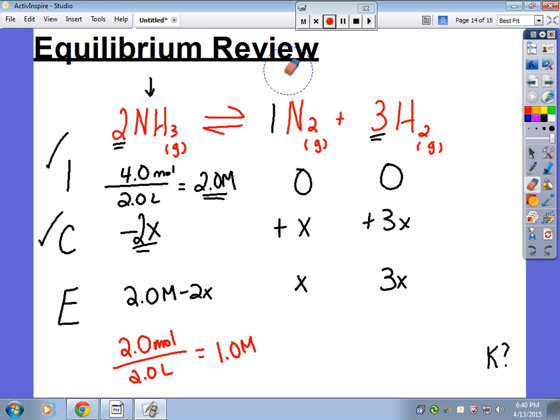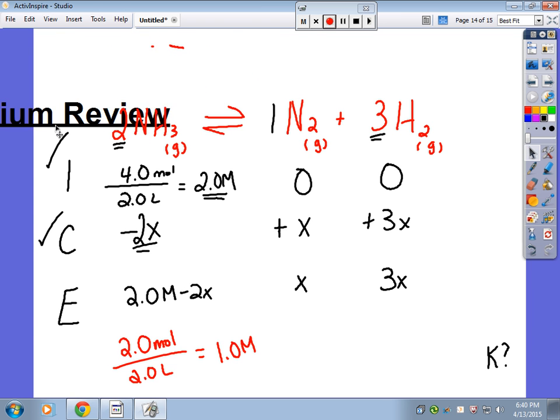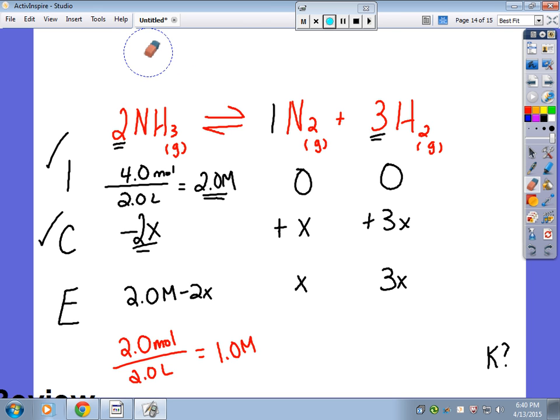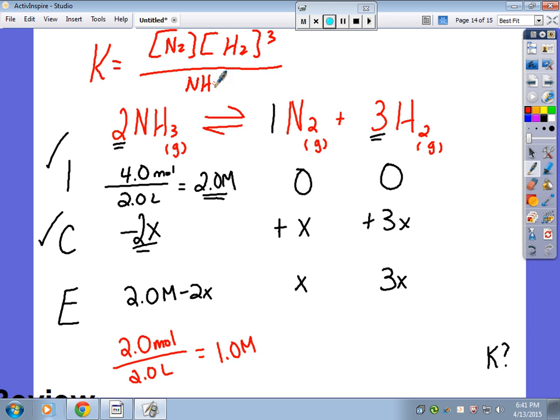Well, don't you have to write an equilibrium expression? Right? Okay? So I'm going to write an equilibrium expression. And how do I do that? Well, K is equal to my products over my reactants, and I'm going to plug those values in. Now, I can't just put x's in. I actually need to find out what those values are. And so I need to find what K is.